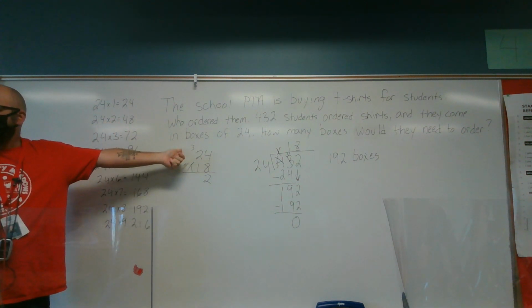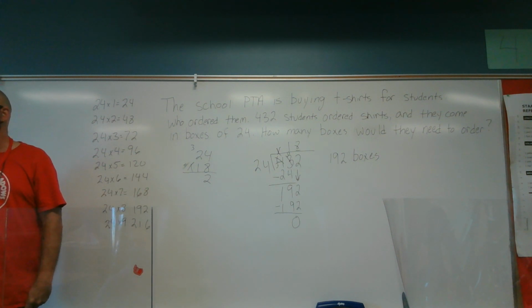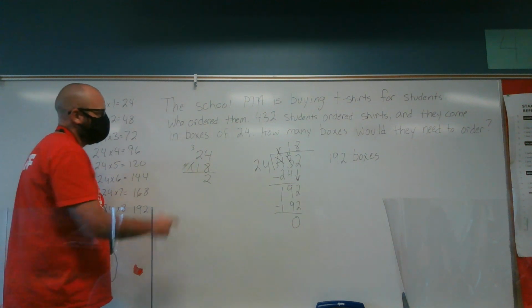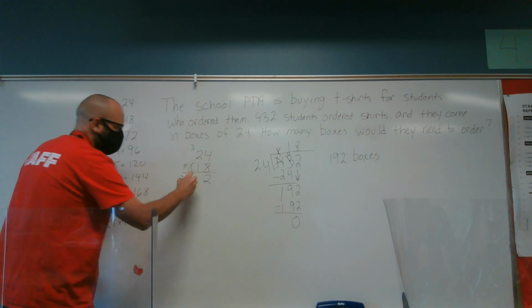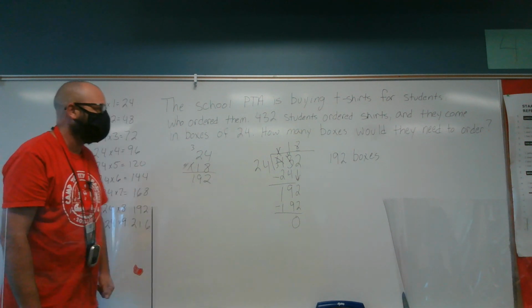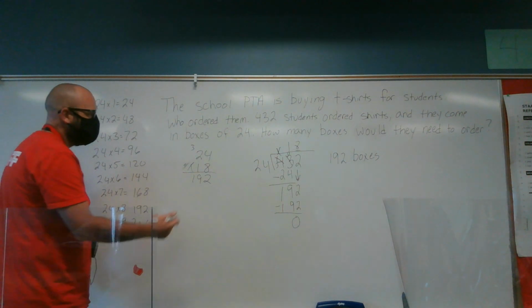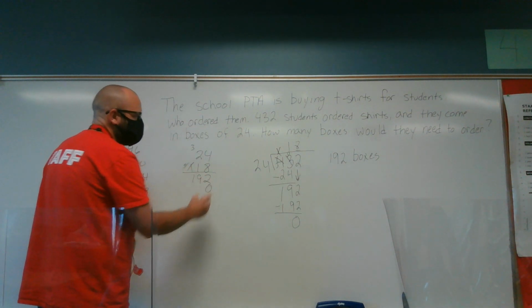8 ones times 2 tens is 16, plus 3 is 19. And if you look, this is where the 192 comes from. Now I'm starting in the tens place.